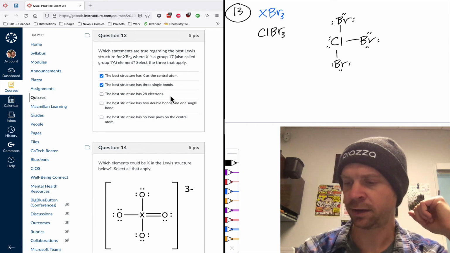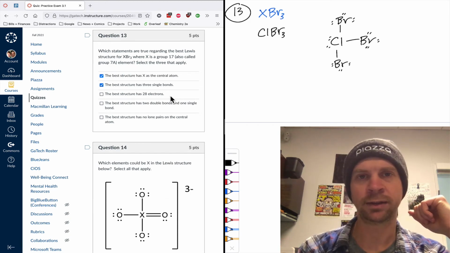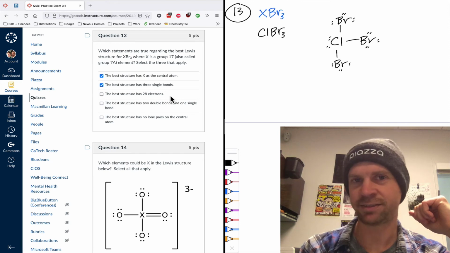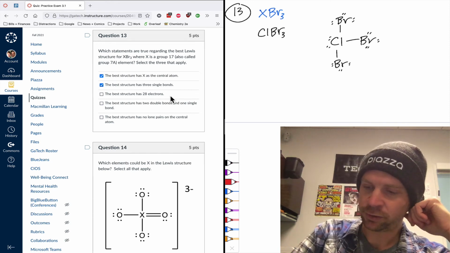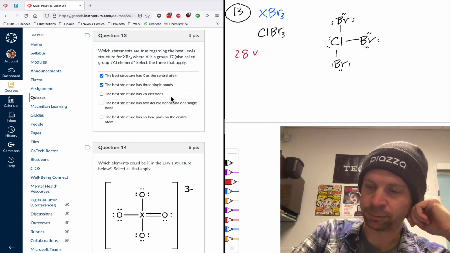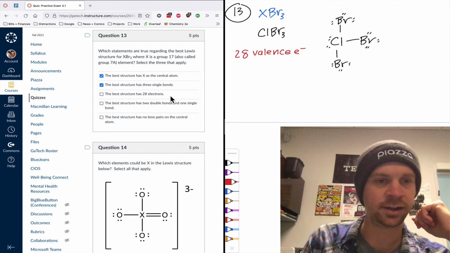So we have, again, 1 chlorine and 3 bromines. All of those atoms have 7 valence electrons. 7 times 4 atoms total. That is indeed 28 valence electrons represented in this structure. So I like 28 electrons there.